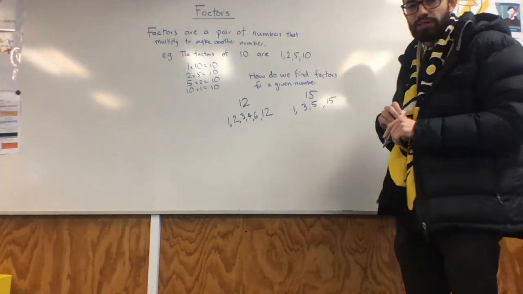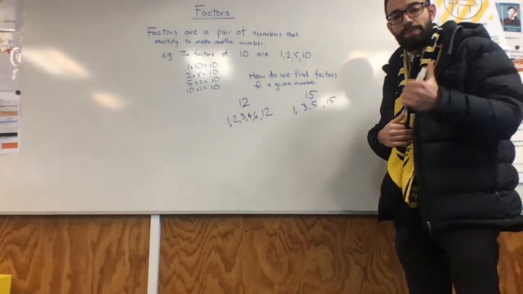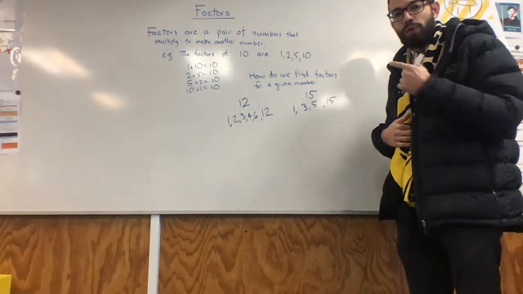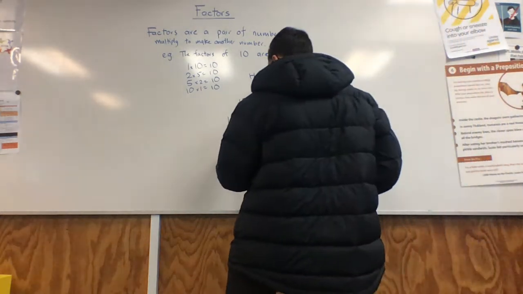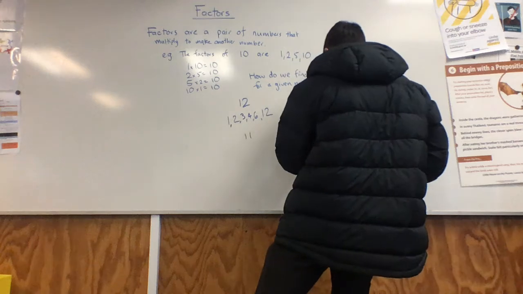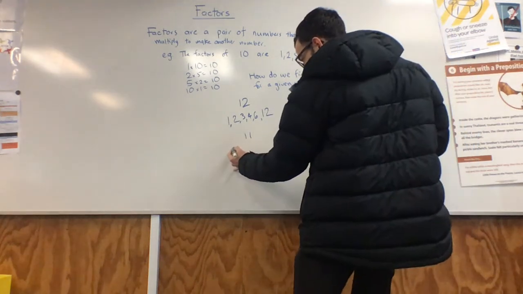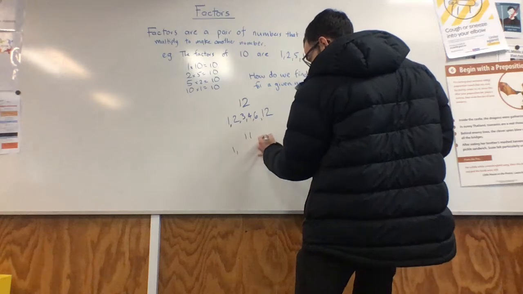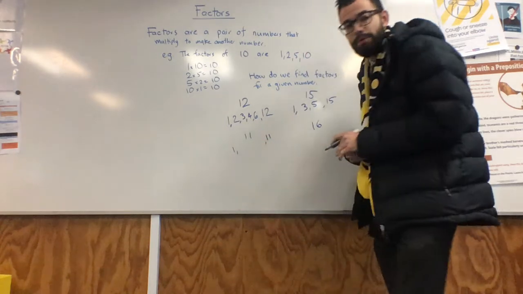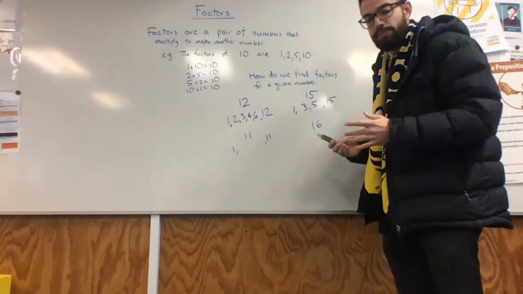I'm going to give you 2 more examples, and this is going to be looking at what happens when we get a prime number and a square number. So we're going to look at the number 11 and the number 16. If we look at the number 11, we start off with what we've learned so far, which is the 1 and the number itself. 1 and 11. Now, can there be anything that fits in?